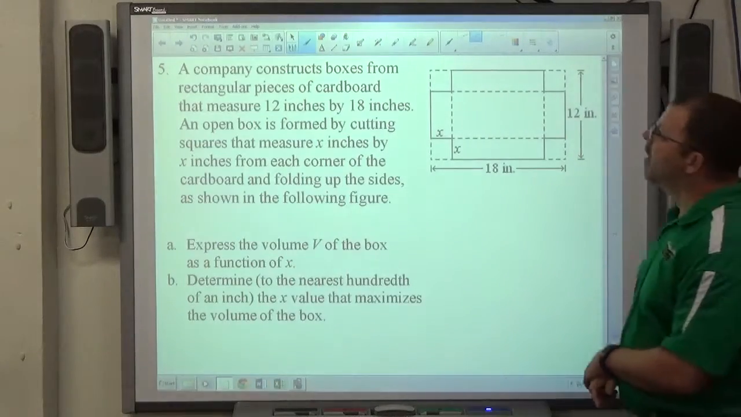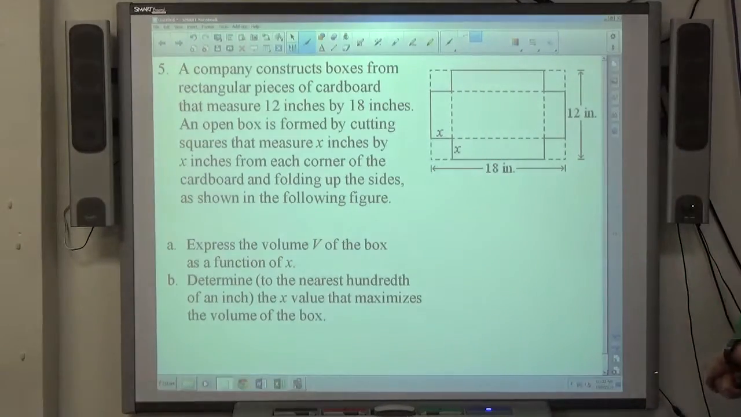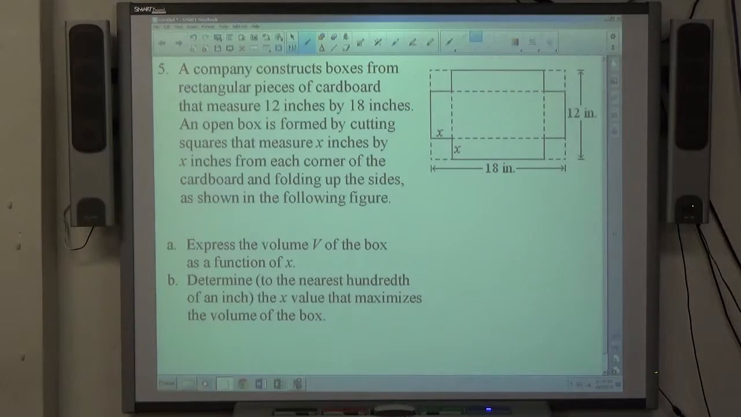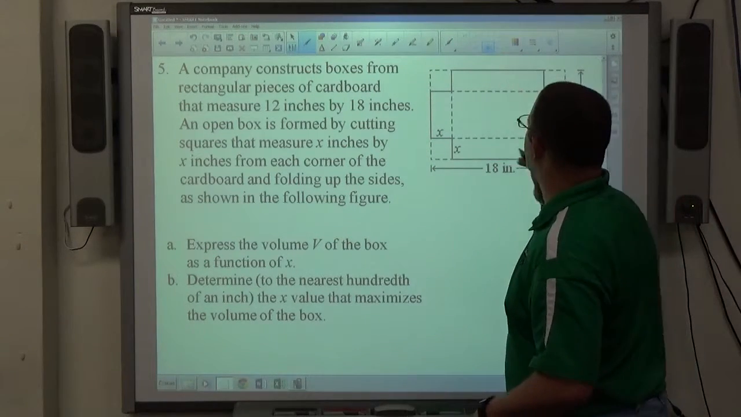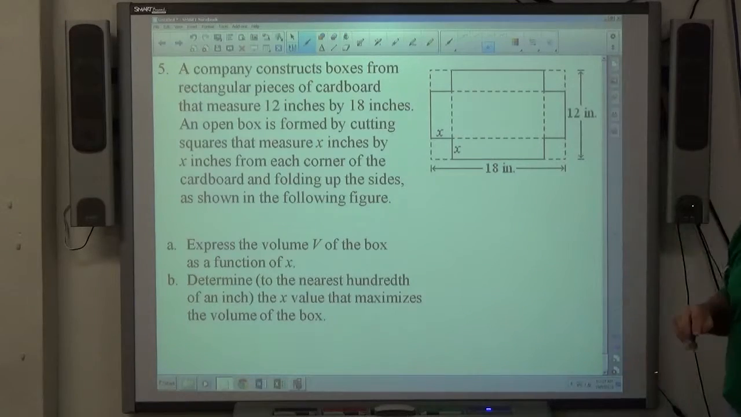Number 5. A company constructs boxes from rectangular pieces of cardboard that measure 12 inches by 18 inches. An open box is formed by cutting squares that measure x inches by x inches from each corner of the cardboard and folding up the sides as shown in the following figure. They want the volume of the box and they want to know the value of x that maximizes the volume of the box. And this is a simple box. It'll be similar to this on the test.